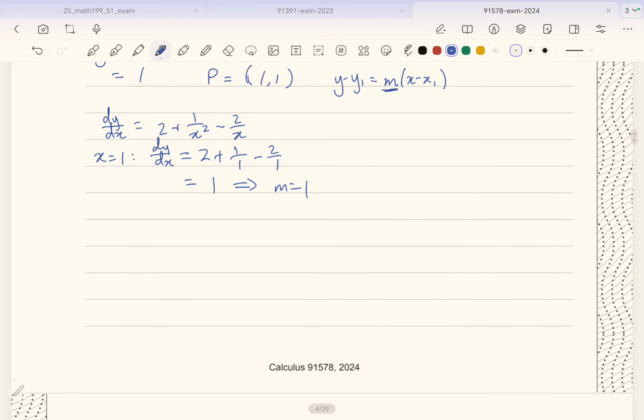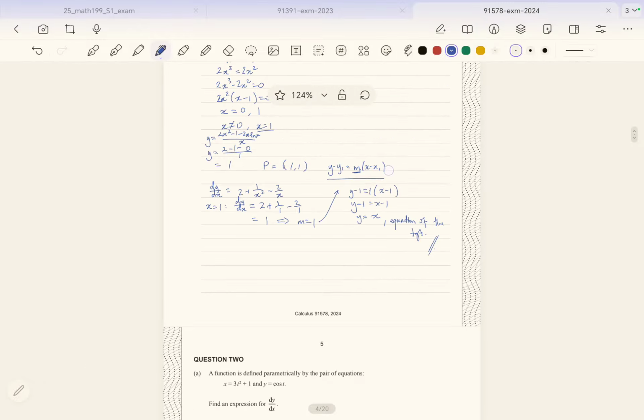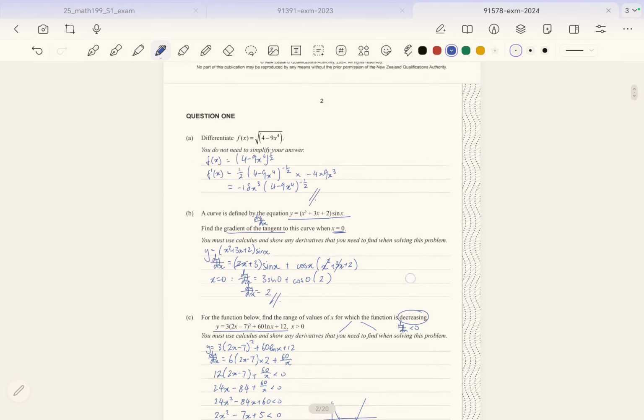So now we can sub all our values, x1, y1, and m, into our equation up here. We get y minus 1 is equal to 1 times x minus 1. We get y minus 1 equals x minus 1, y equals x, which is the equation of the tangent. Alright, that's your full equation done. Next part will be part 2. There will be another video.